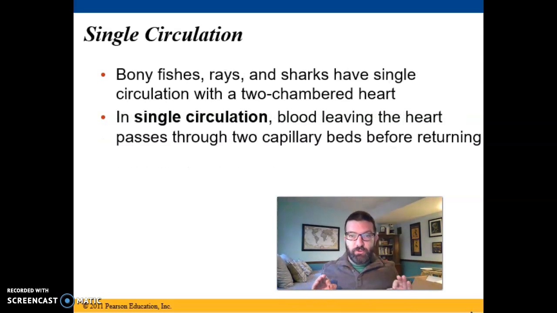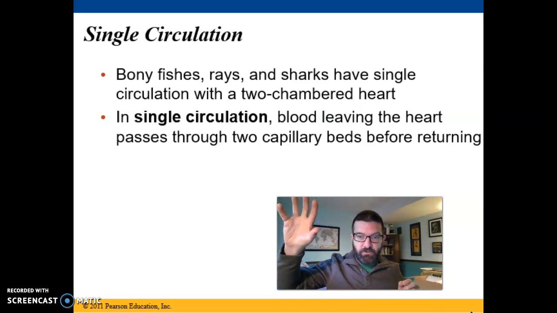Fish have what's called a single circulation, meaning blood leaves the ventricle of the heart and passes through capillaries in the respiratory surface, which are the gills in this case, and then continues past the gills to drop that oxygen off at the tissues, and then comes back to the heart.